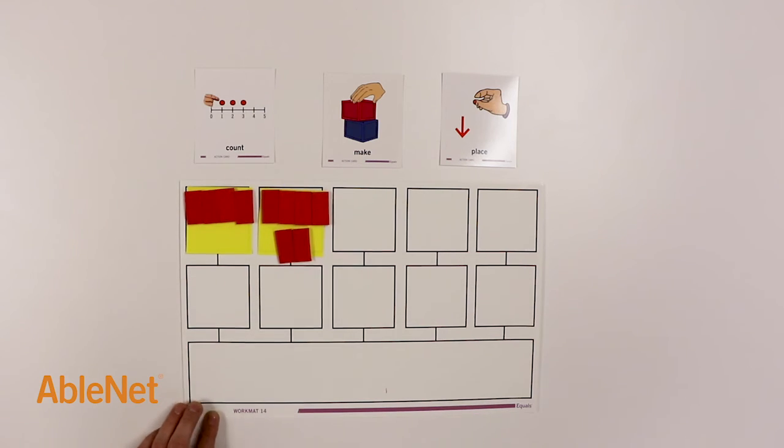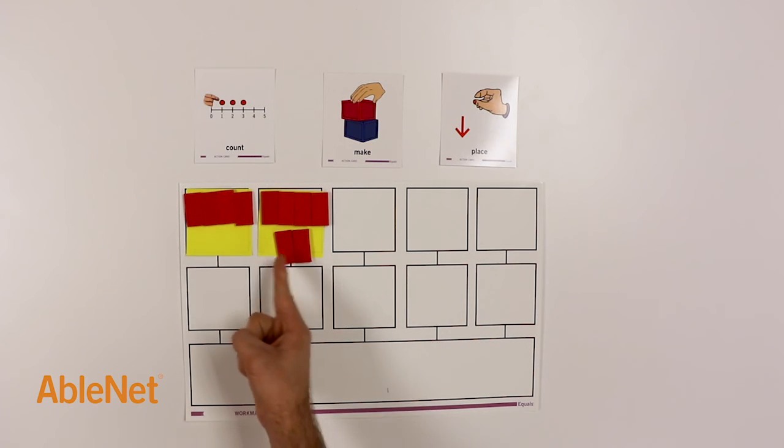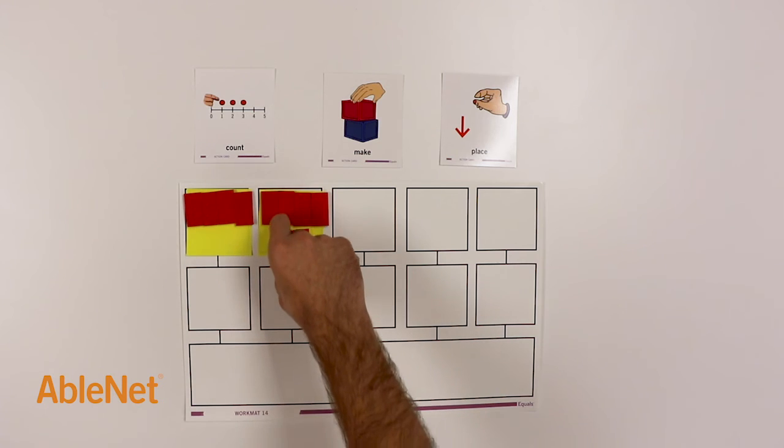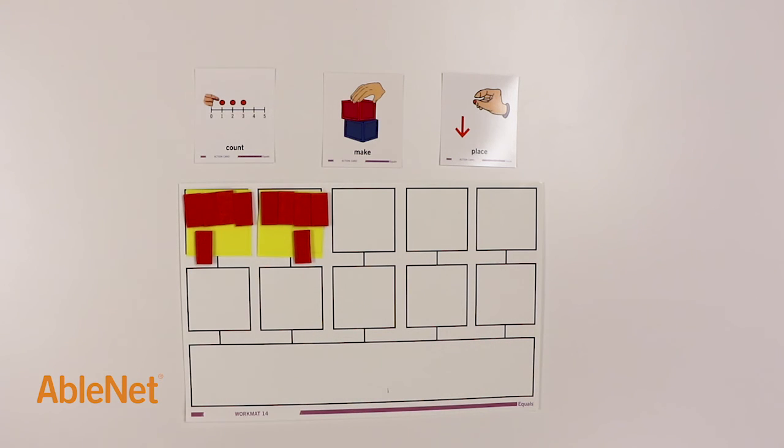Now that I've placed my manipulatives into the groups, I can see that one group is not equal to the other, so I'm going to move one piece over. Now let's count to check to see if the groups are equal.